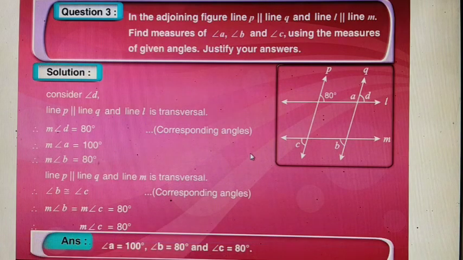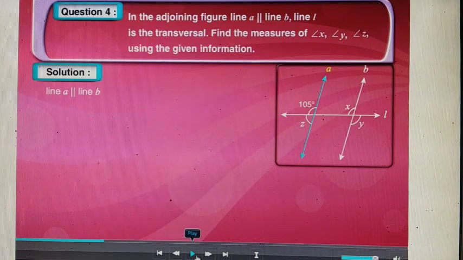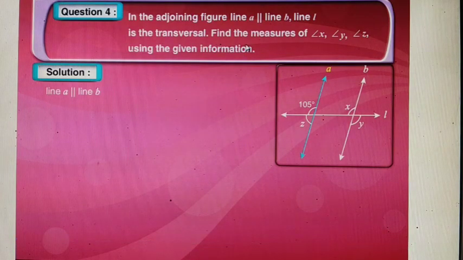Now you can see here the answer: angle A is equal to 100 degrees, angle B is equal to 80 degrees and angle C is also equal to 80 degrees. Question number 4. In the adjoining figure, line A is parallel to line B, line L is a transversal. Find the measures of angle X, Y and Z using the given information.